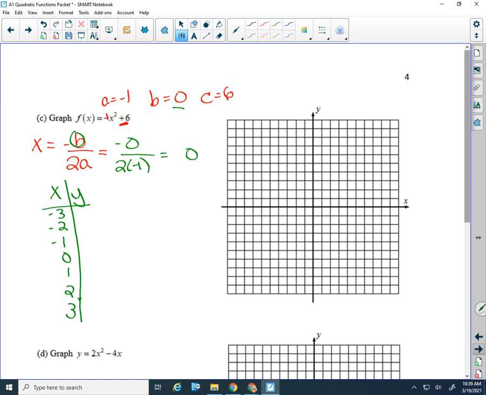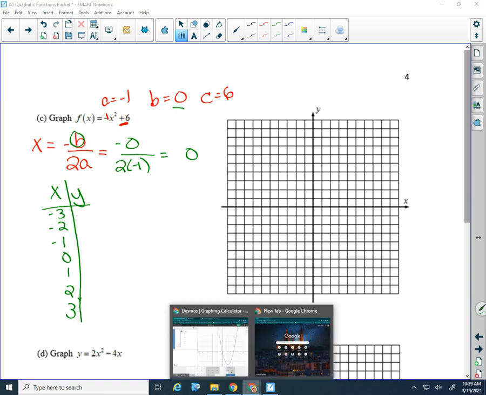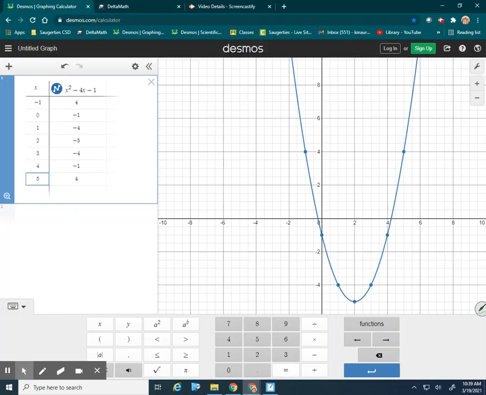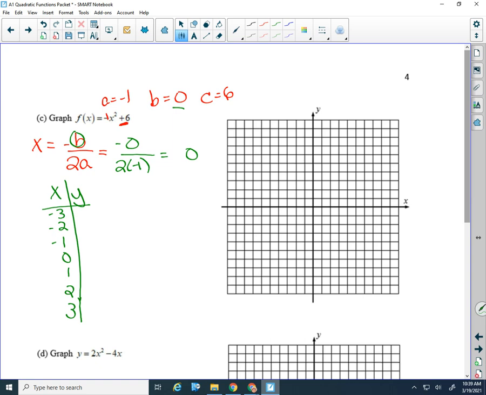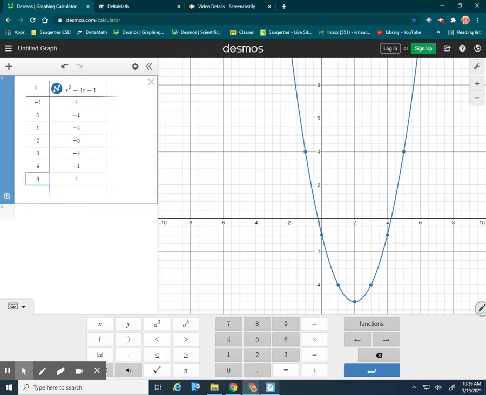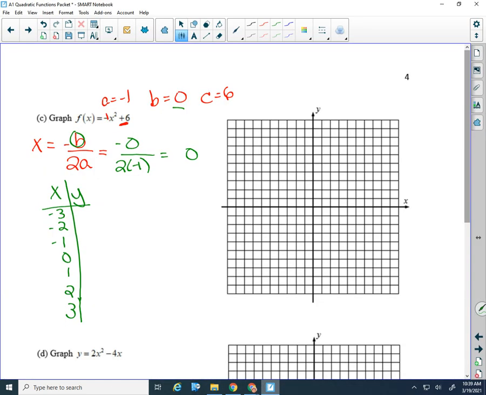So to save a little bit of time on the video, what I would do now is go back to Desmos, put the problem in, find the table. But again, to save time, what I'm going to do is just copy the table down that I have. Negative 3. And you should copy this down as well.